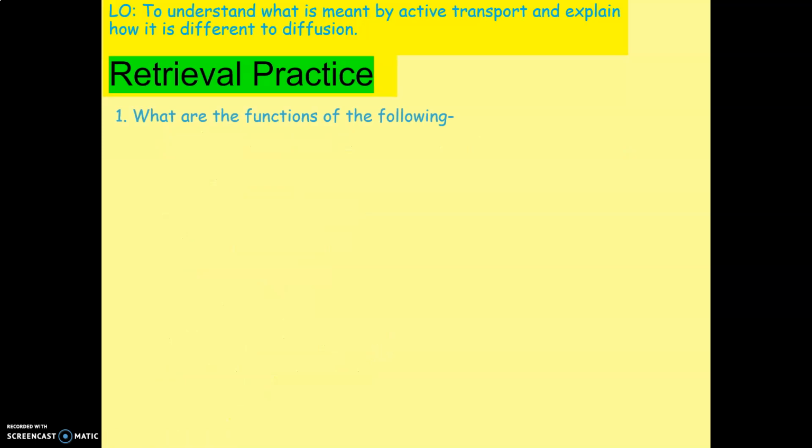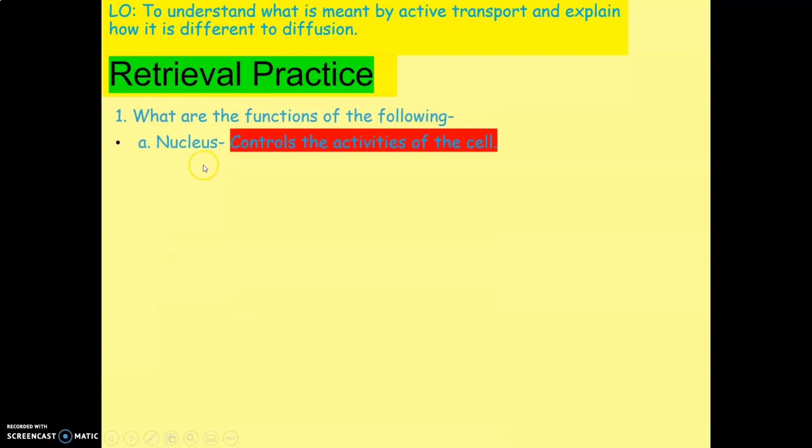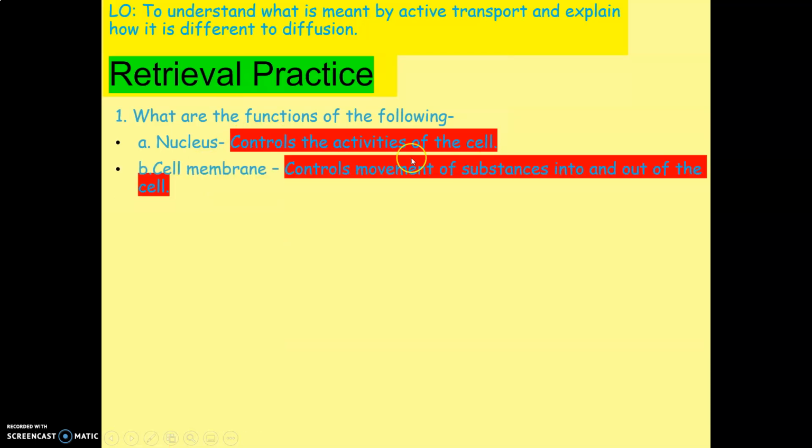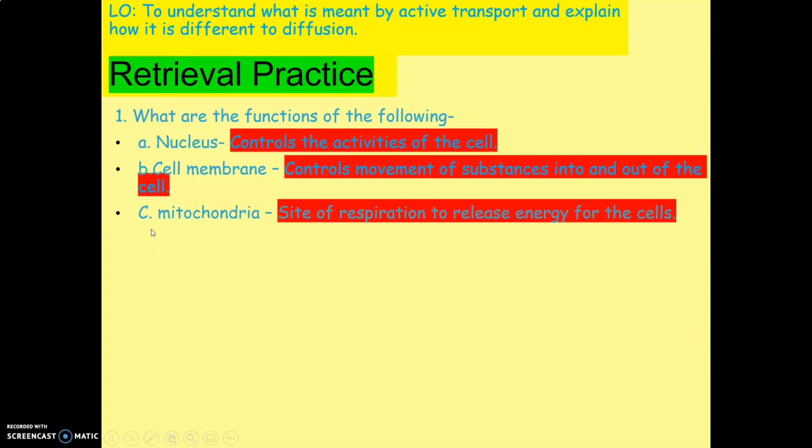Okay, question 1. What are the functions of the following? Nucleus. So the nucleus controls the activities of the cell. Cell membrane. The cell membrane controls movement of substance into and out of the cell. Mitochondria. Mitochondria is the site of respiration to release energy for the cells.